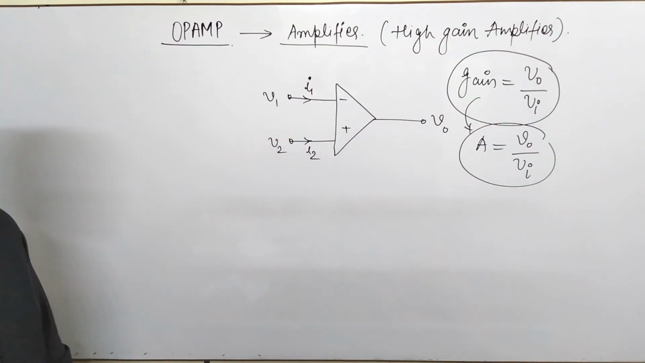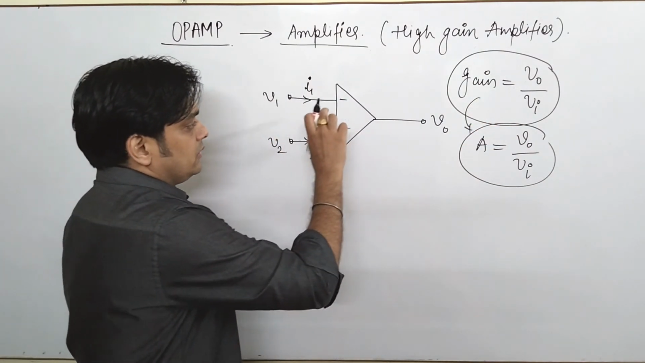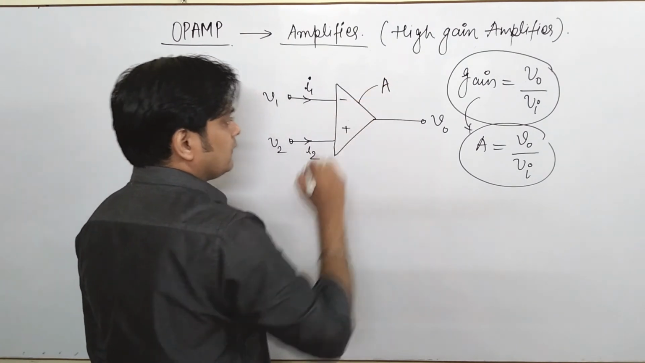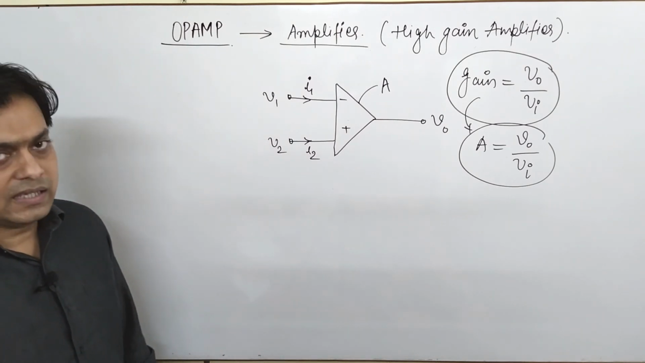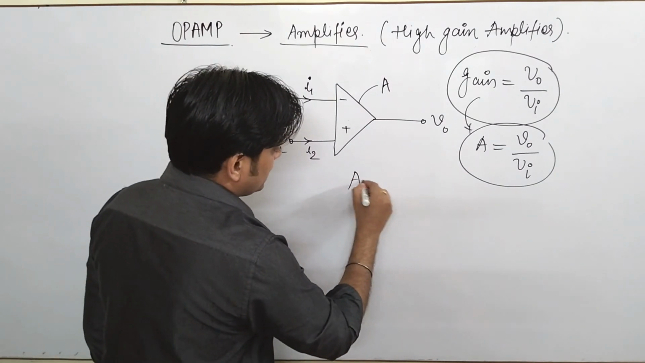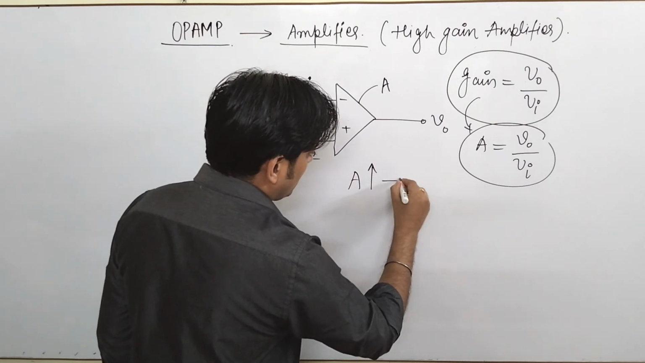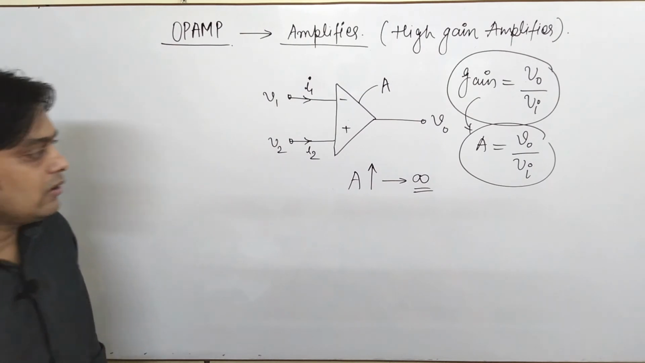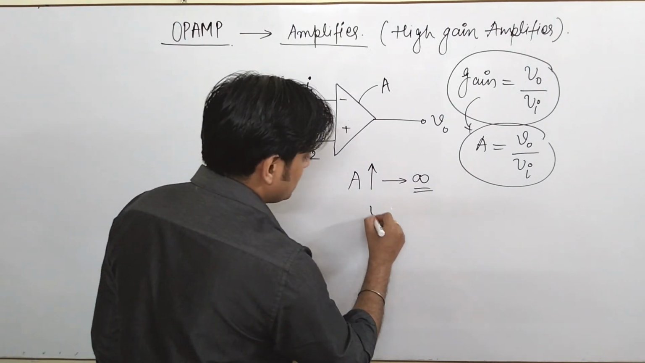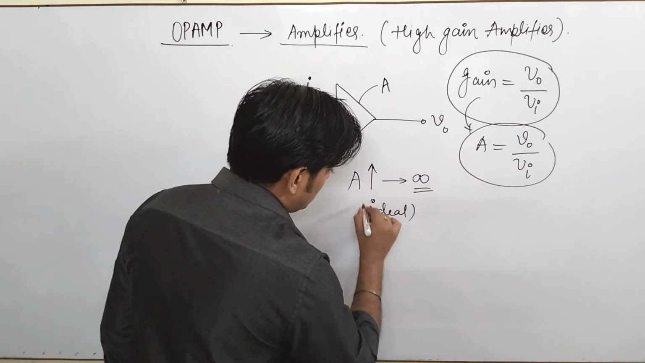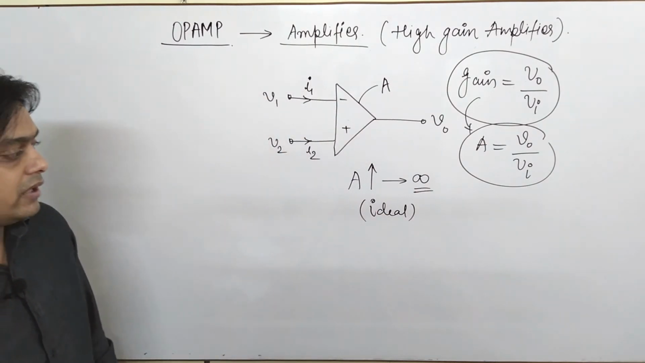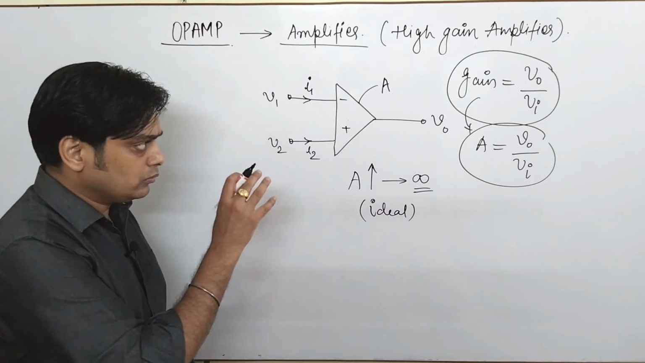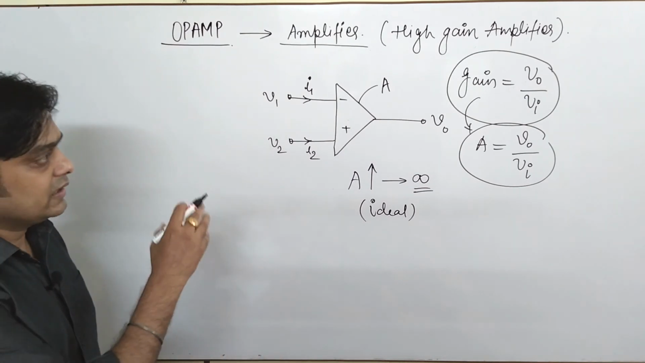Okay, so in an operational amplifier, if I call the gain A, the gain of the operational amplifier is very high, or ideally you can say it is infinite. Now I have used one word known as ideal. One by one we will understand the concept. Please try to go through every word I am explaining here.